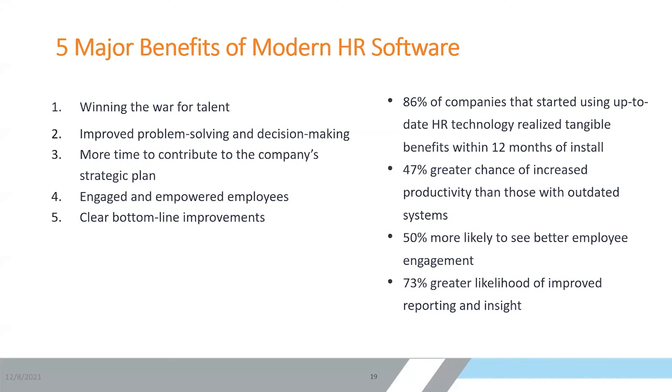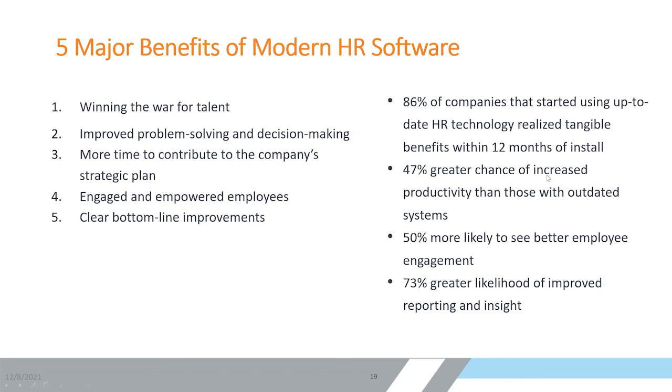Winning the war for talent. So getting the right people on your team at the right time, improved problem solving and decision making, more time to contribute to the strategic plan. And what I like to say is drastically improving your chances of hitting strategic goals by getting the right people on your team, and by having those engaged and empowered employees, and clear bottom line improvements. Just in the amount of things I tried to do in 25 minutes or so in a demo, doing that on paper would take forever. And I was in about 3 or 4 different roles doing that: as an HR person, as an applicant, as a new employee, and so on.